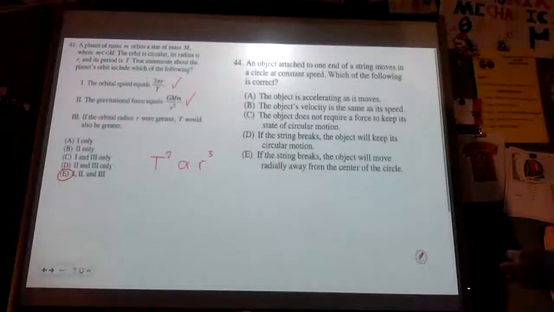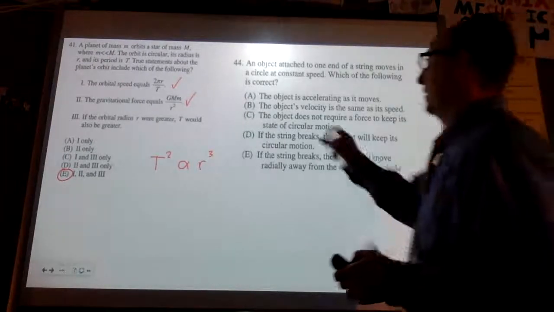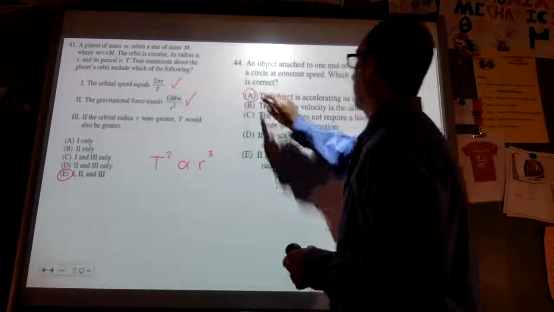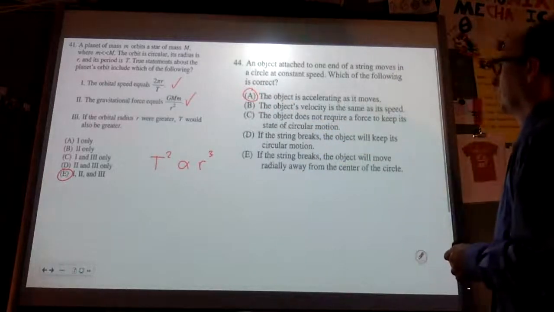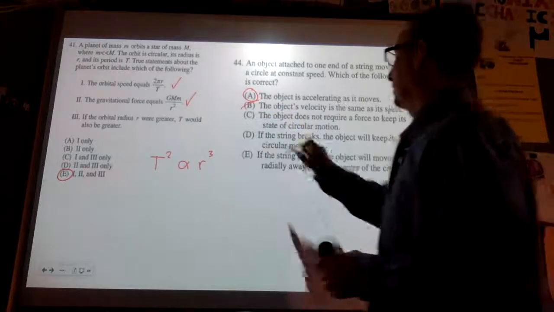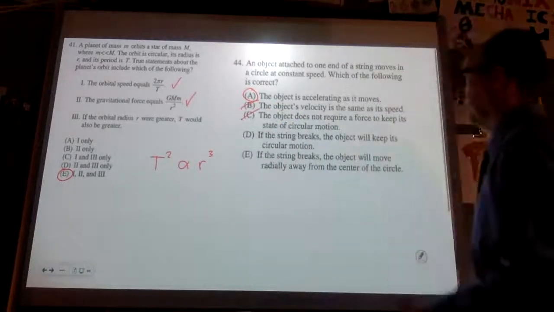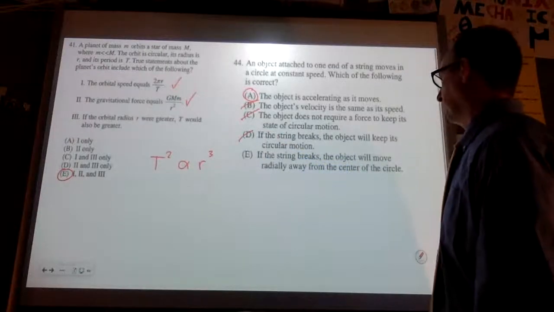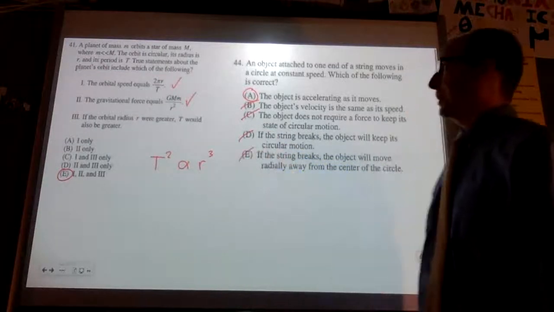An object attached to one end of a string moves in a circle at a constant speed. Which of the following is correct? It is accelerating as it moves. This is not true. It does require a force. Something without a force is going to go in a straight line. It would move tangentially, so it's A.